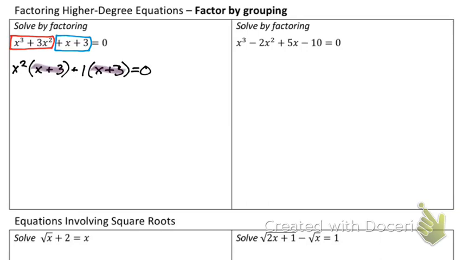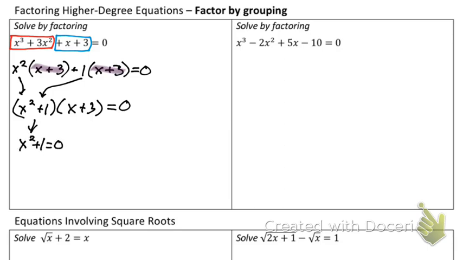But since these are both the same, we do the exact same thing where we smoosh together that x squared and that plus 1. So we have x squared plus 1 times x plus 3. We'll check it out. We now have a binomial times a binomial. So either this x squared plus 1 is 0, or this x plus 3 is 0. So we're going to branch those off. So either x squared plus 1 equals 0, or x plus 3 equals 0.